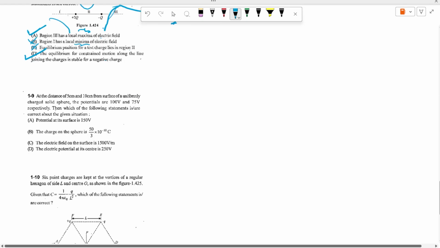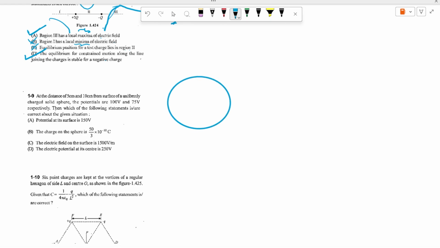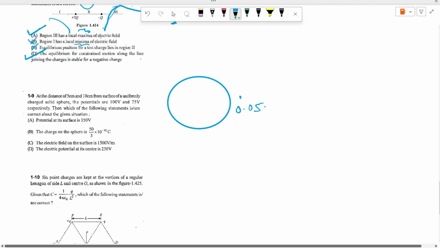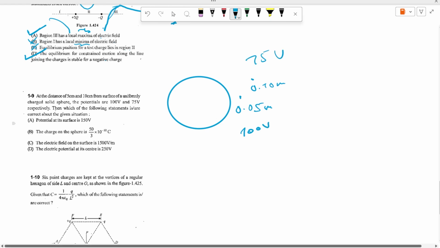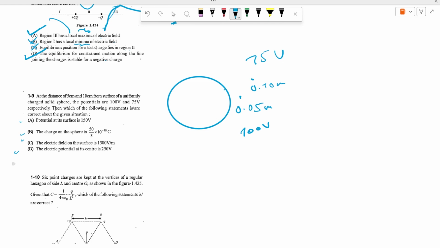Alright guys, so the next question that we have with this is, at a distance of 5 centimeter and 10 centimeter from the surface of a uniformly charged sphere, or let's draw a sphere, the potentials are, okay, this is 5 centimeters, 0.05 meters away, and this is 0.10 meters away, right? And this is 100 volts, this is 75 volts. We have to check for these statements. So we have to figure out the potential at surface, the electric field at surface, the charge of the sphere, and the electric potential at its center. That's what we have to figure out.